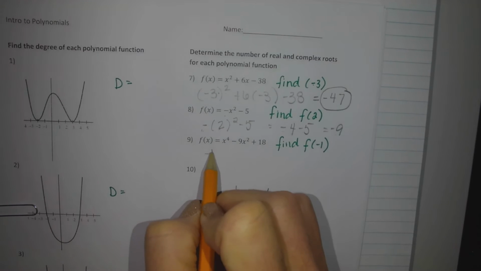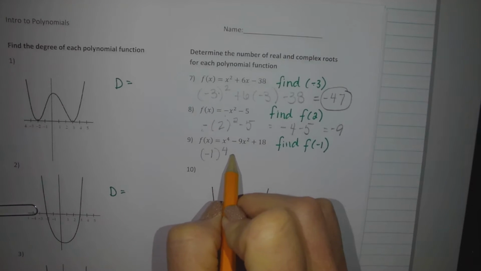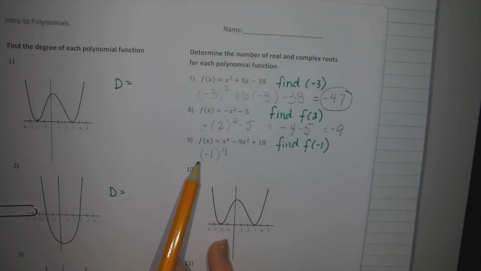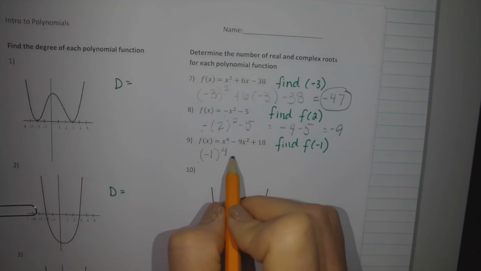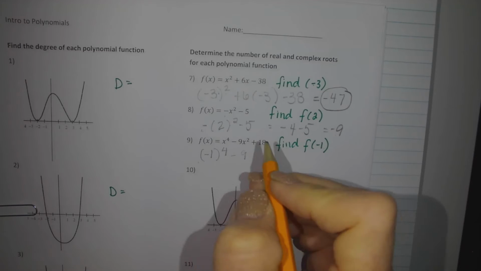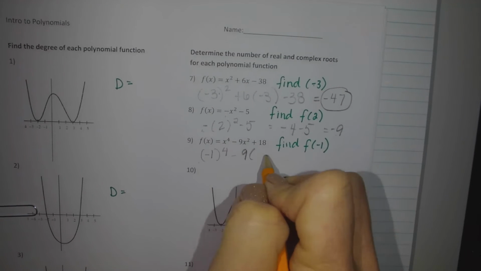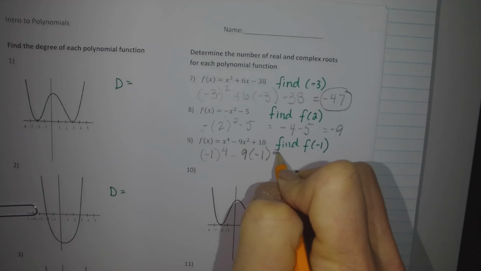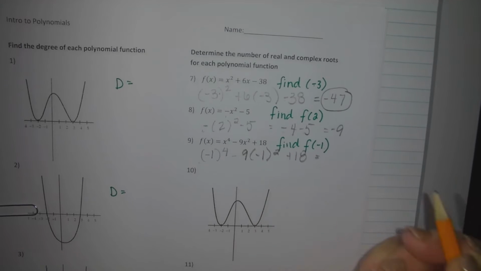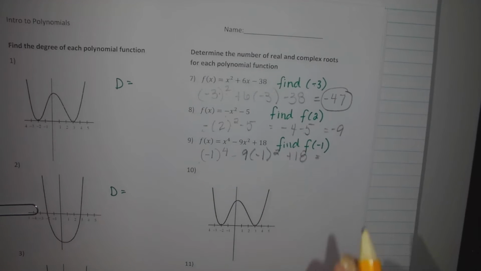Last one, you have negative 1 to the 4th power, parentheses again. Okay, it's positive 1. Minus 9 times negative 1 squared plus 18. And the answer to that one is 10.